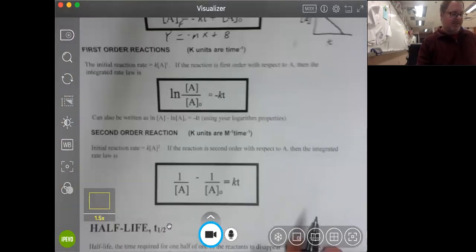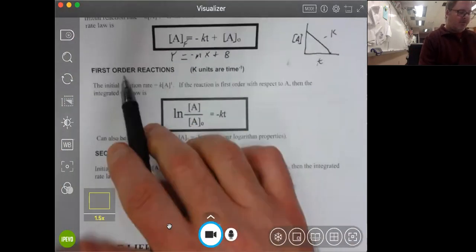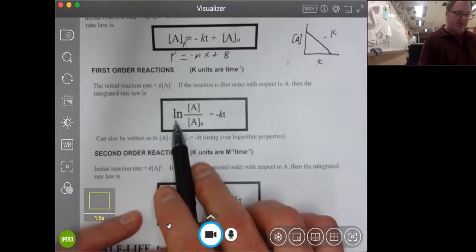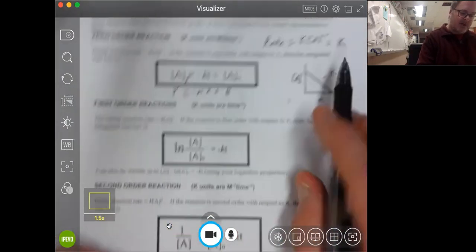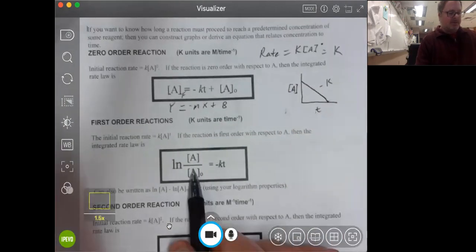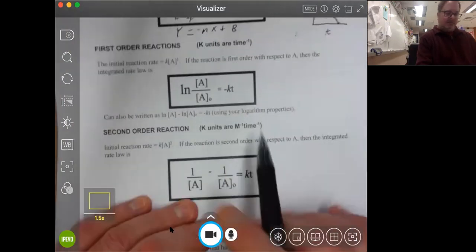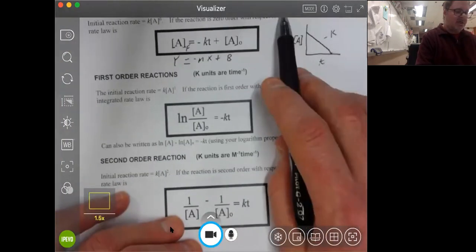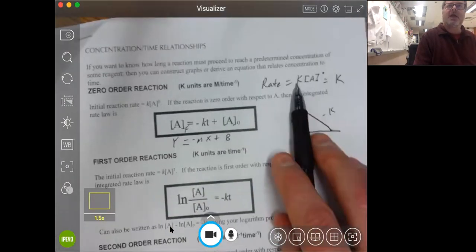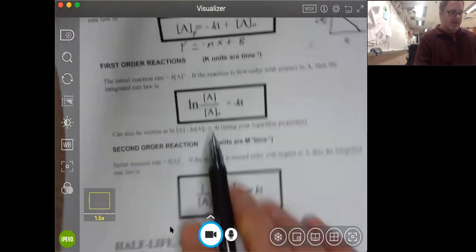So if we take a look here, first order reactions, it's kind of the same setup, except because we have that power of 1 here, we can't really necessarily do that. So if you integrate the change in concentration over the change in time with the K A to the first, you get this guy right here.